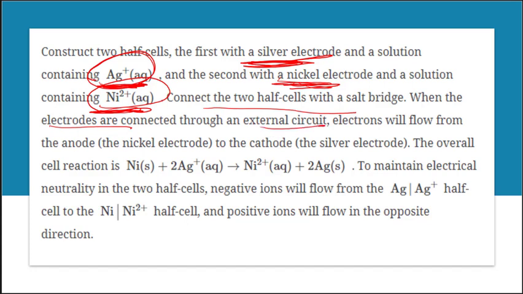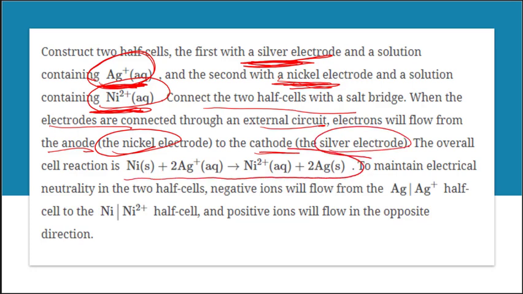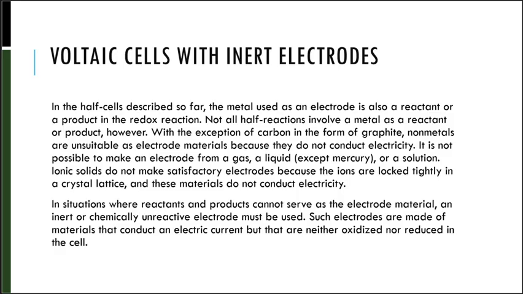When the electrodes are connected through that external circuit, electrons will flow from the anode, which is the nickel, to the cathode, which is the silver. Our overall reaction after we balanced it would be this. The negative ions are going to flow from the silver to the nickel, and the positive ions will flow in the opposite direction. In the half cells that we've looked at so far, the metal that's used as an electrode, either the anode or the cathode, is also a reactant or a product in the redox reaction.